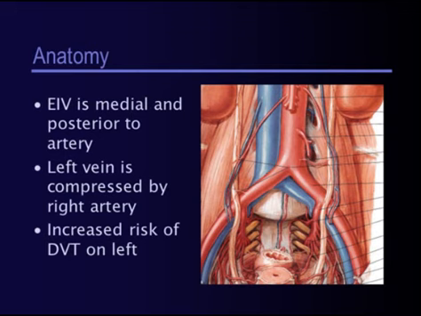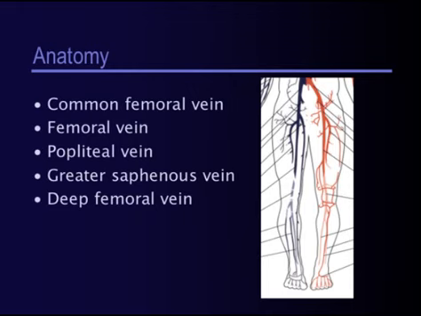The point of this slide is to demonstrate the more central anatomy. The common iliac vein, I'd like to point out, is medial and posterior to the artery. And you can see that the left vein is compressed by the right artery, which leads to increased risk of DVT on the left. Okay, I just want to point out the anatomy here.